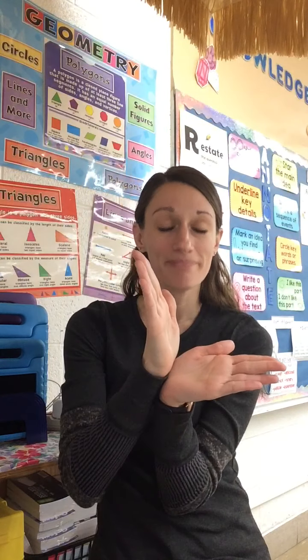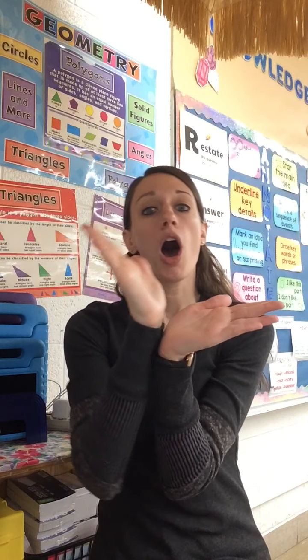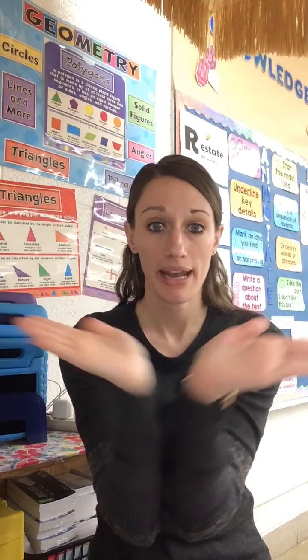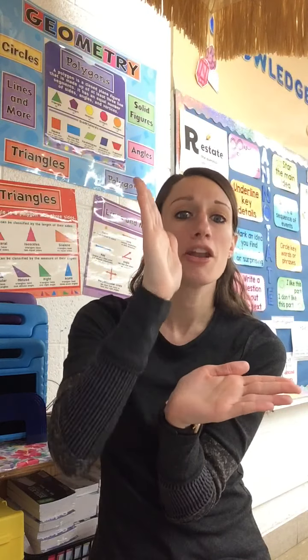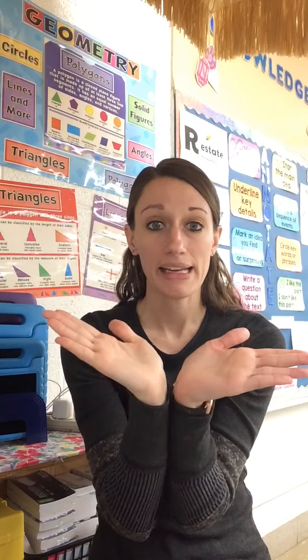So let's do that jingle together. Acute, less than 90. Right, 90. Obtuse, more than 90, less than 180. That's straight, okay? Acute, less than 90. Right, 90. Obtuse, more than 90. 180 is straight. Very good.